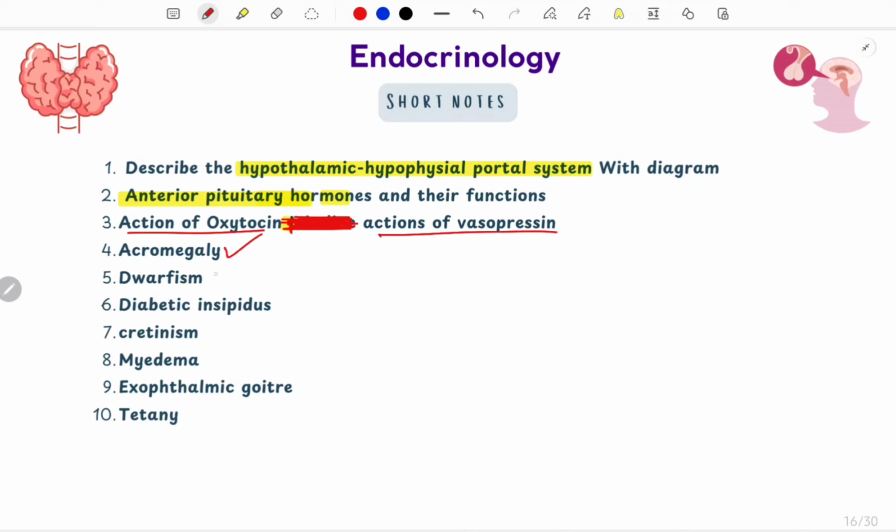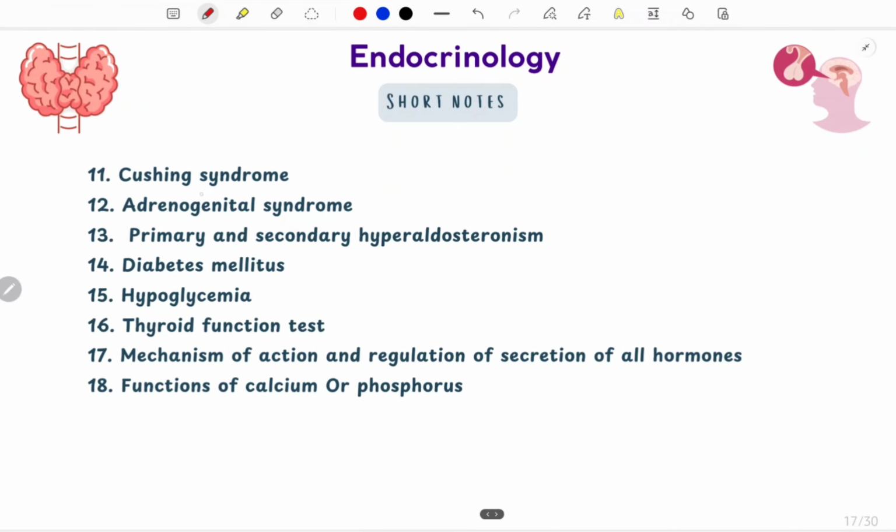Then also about acromegaly, dwarfism, diabetes insipidus, cretinism, myxedema, exophthalmic goiter, tetany, Cushing syndrome, adrenogenital syndrome, primary and secondary hyperaldosteronism, diabetes mellitus, hypoglycemia, thyroid function test, mechanism of action and regulation of secretion of all hormones, like any hormone. That will give a great helping hand in writing 10 marks too.